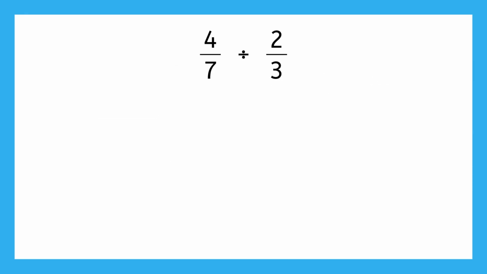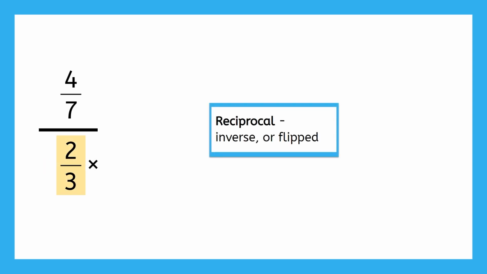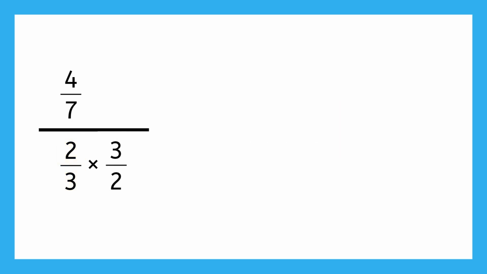Let's try another. Solve 4/7 divided by 2/3. We can rewrite this as a fraction, 4/7 divided by 2/3, or 4/7 over 2/3. We want the denominator to be 1, so we need to multiply 2/3 by its reciprocal. Pause here while you find the reciprocal of 2/3. The reciprocal of 2/3 is 3 over 2. If we multiply our denominator by 3 over 2, then we also need to multiply our numerator by 3 over 2.